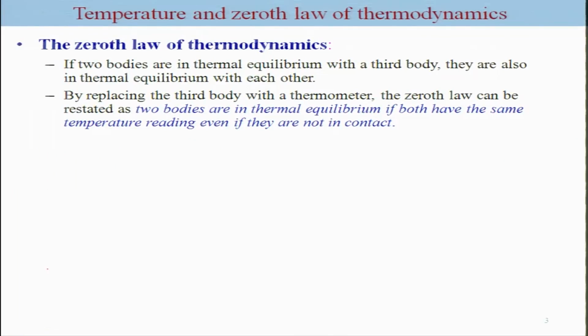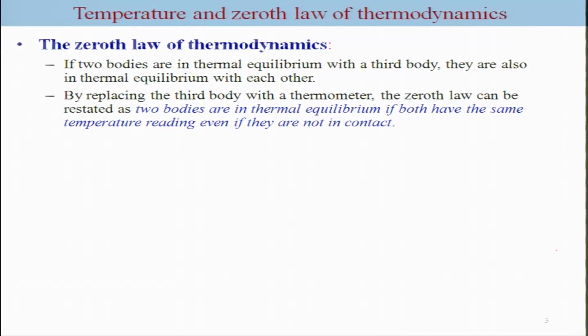Okay, so let me just go through the zeroth law of thermodynamics. Obviously, you all know this concept very well, but just to summarize. The zeroth law of thermodynamics says that if two bodies are in thermal equilibrium with a third body, they are also in thermal equilibrium with each other. In other words, you can replace the third body by a thermometer, and thus the zeroth law can be restated as: two bodies are in thermal equilibrium if both have the same temperature reading, even if they are not in contact. Okay. So, that is basically the zeroth law of thermodynamics.